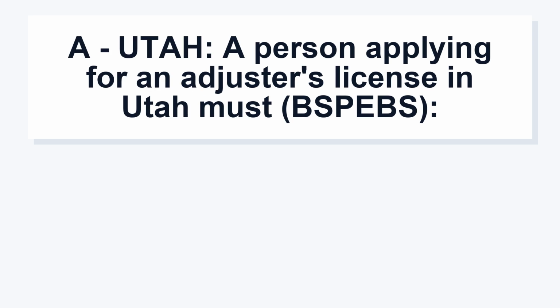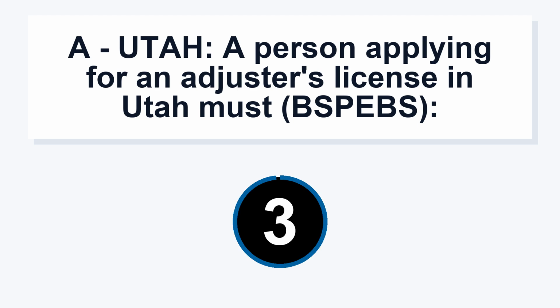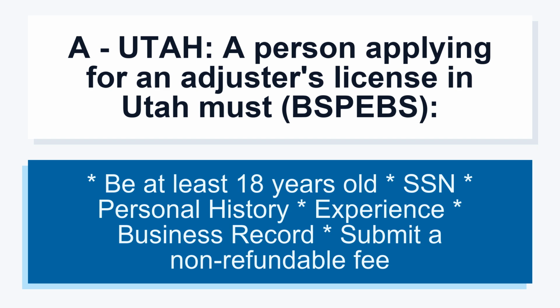A. Utah, a person applying for an adjuster's license in Utah must, SPEBS: be at least 18 years old, SSN, personal history, experience, business record, submit a non-refundable fee.